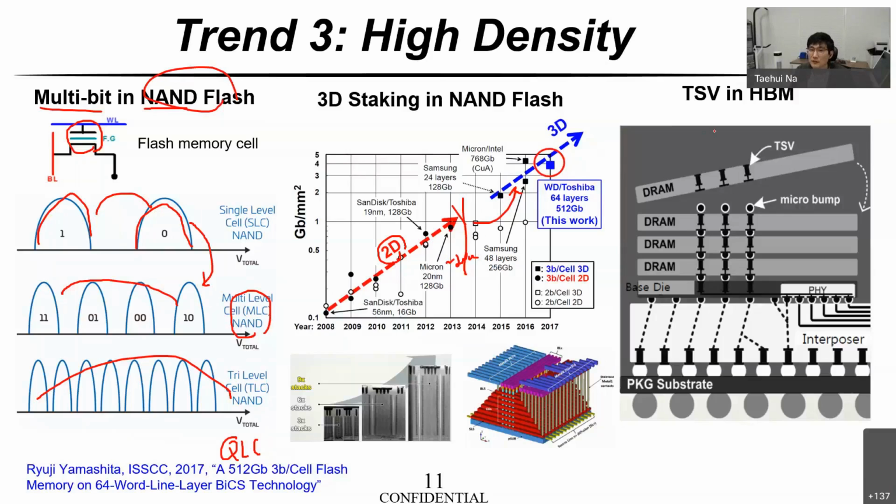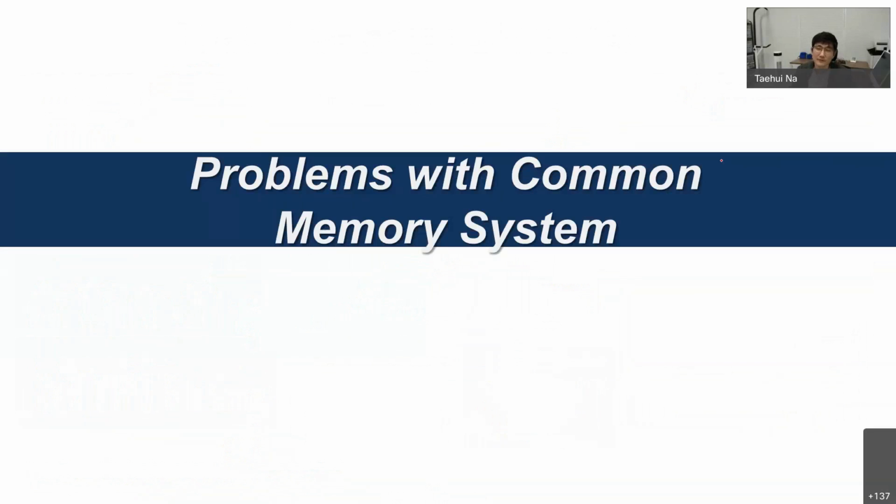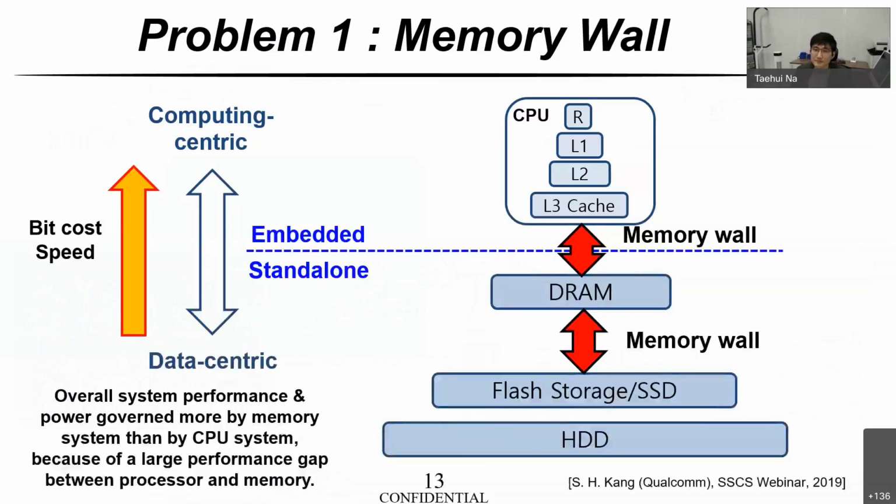Another way to increase the density is to use the through silicon via, TSV, in the high bandwidth memory like this. Okay, so briefly we have seen the three major trends of memory technology: low power, high performance, and high density. However, in the current common memory system, there are some problems. I'd like to address some problems briefly.